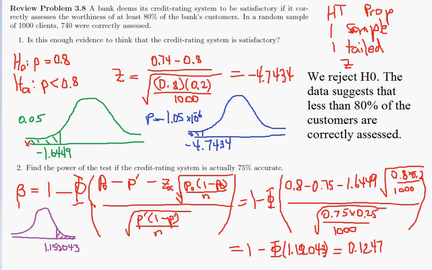Finally, we need to figure out not beta, but the quantity of interest in this case, which is the power. The power is equal to 1 minus beta. And so 1 minus 0.1247 works out to be 0.8753. And so under the assumptions of the problem, the power is equal to 0.8753.